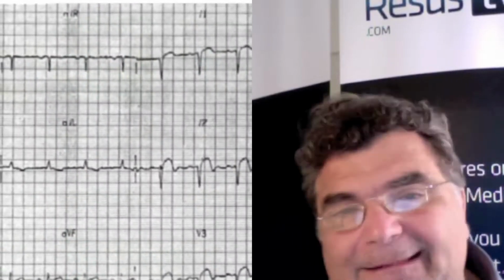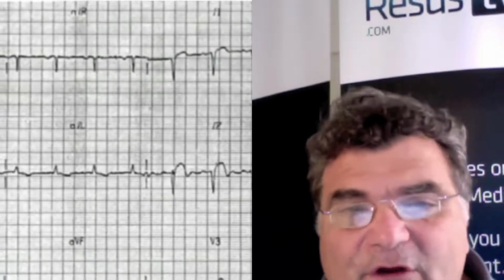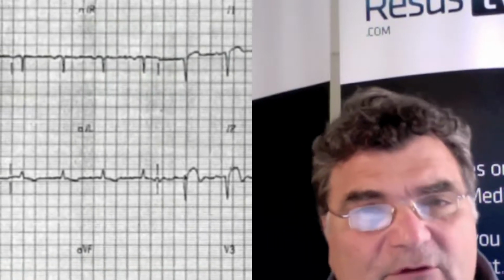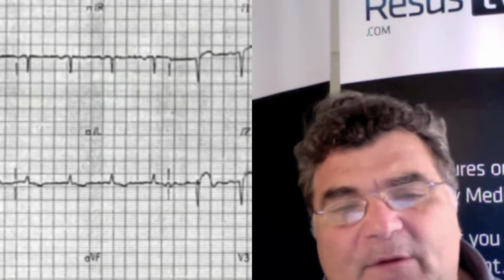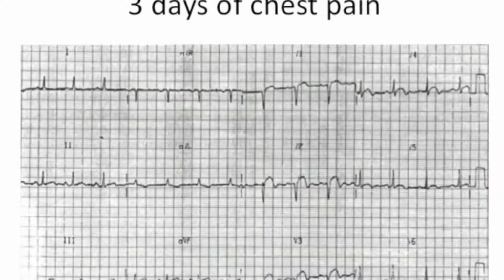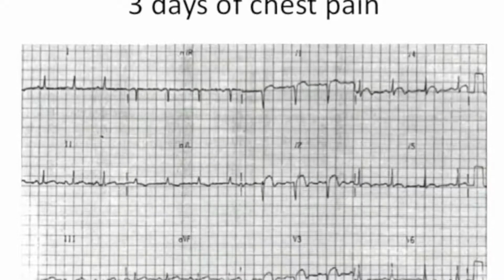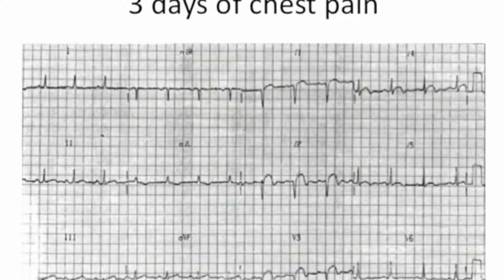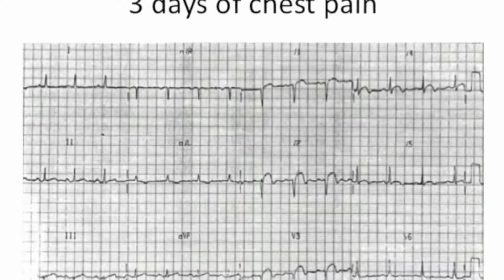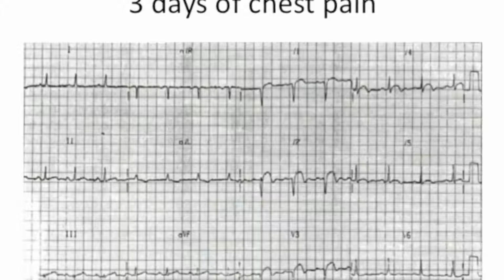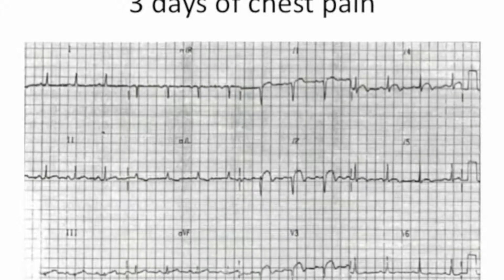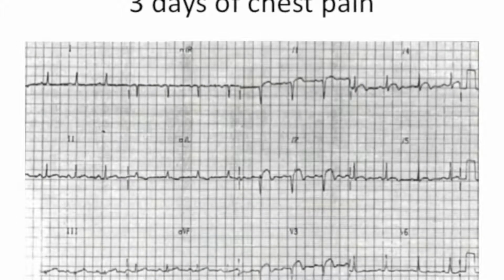If we look at the P waves, they're inverted in AVR and they're upright in 2, so it's sinus rhythm. P waves are followed by a QRS. If we now look at the QRS complexes, they're not wide, they're less than 3 small boxes, they're normal morphology. And if we now look at the ST segments, what we've got there is ST elevation in V1, V2, V3, V4, and a little bit in V5.